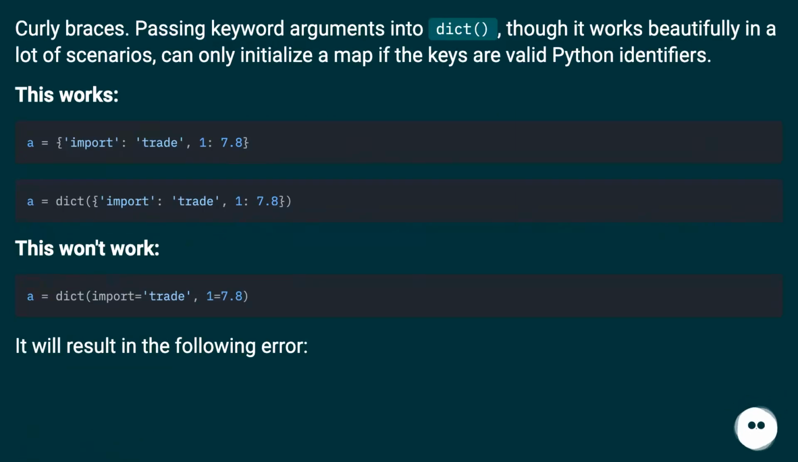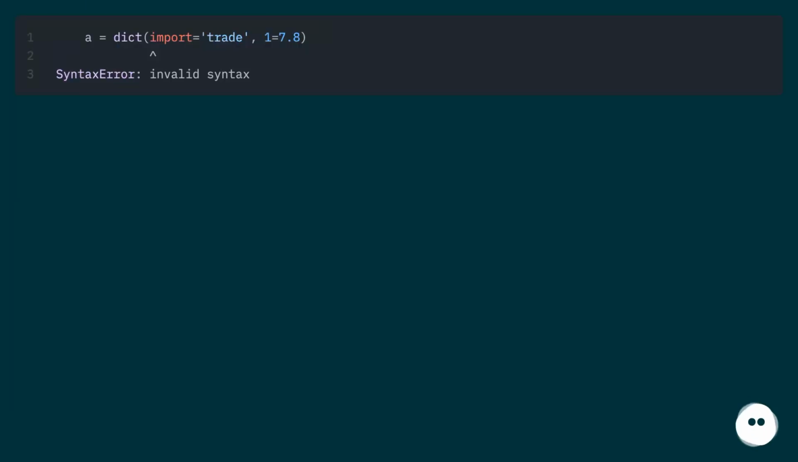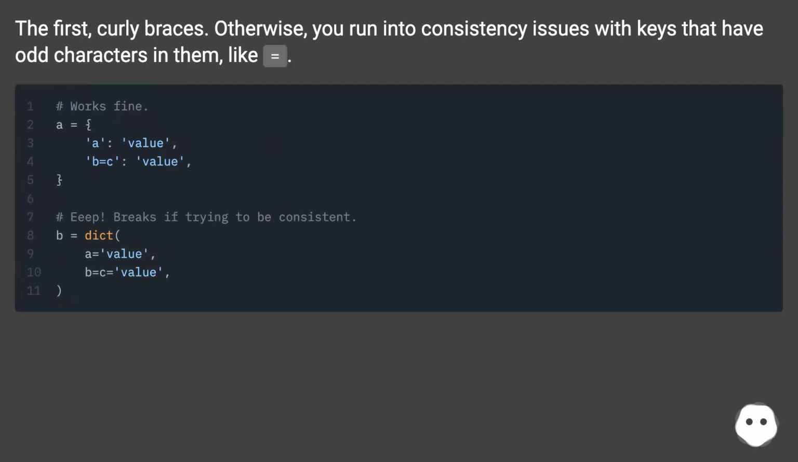Curly braces. Passing keyword arguments into dict, though it works beautifully in a lot of scenarios, can only initialize a map if the keys are valid Python identifiers. This works. This won't work. It will result in the following error. The first, curly braces. Otherwise, you run into consistency issues with keys that have odd characters in them, like equals.